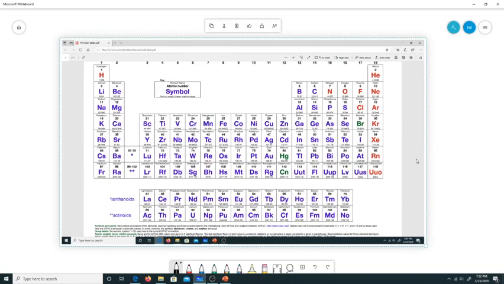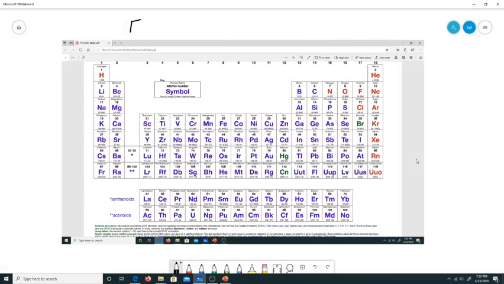Alright, so the next periodic trend is going to be electron affinity. If something has an affinity for electrons, it means it wants more electrons. It's like saying I have an affinity for chocolate. It means I want a lot of chocolate. So the question now is, what atoms want to acquire electrons? Well, to answer that question, we have to identify what atoms want to become negatively charged.